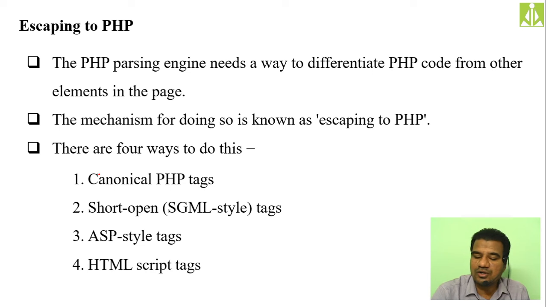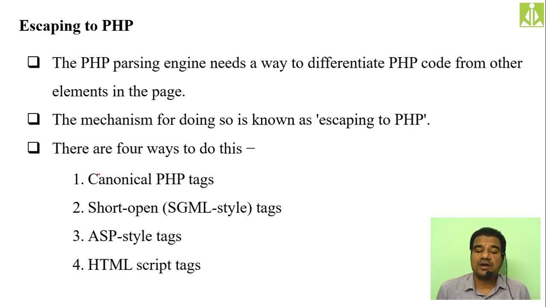So how are we going to differentiate those three different types of codes? By using what we call escaping to PHP types only. So the PHP parsing engine needs a way to differentiate PHP code from other elements inside the page.